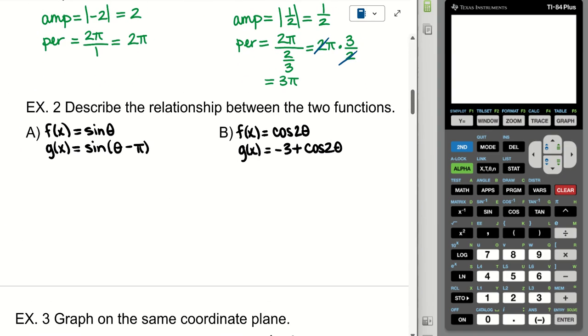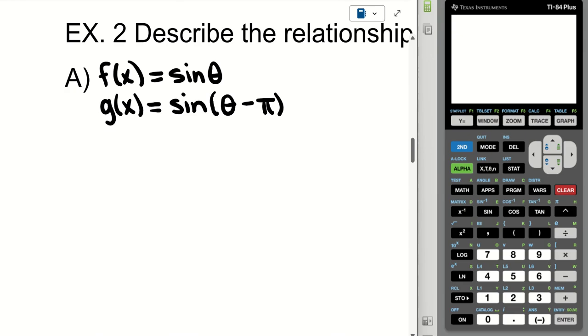Okay, now we're going to go to example 2. We're going to look at the relationship between these two functions, and we're going to talk about the transformation that is changed, or what's different between the two functions. So for number 2, I have two functions. f of x equals sine theta, g of x equals sine of theta minus pi. Now technically, since I used thetas over here, I didn't catch myself. These should be thetas on the inside of this parenthesis as well.